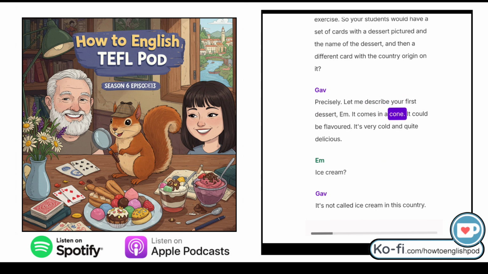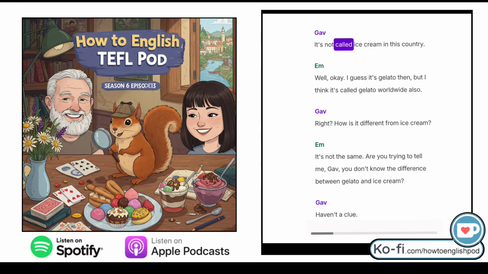Let me describe your first dessert, Em. It comes in a cone. It could be flavoured. It's very cold and quite delicious. Ice cream? It's not called ice cream in this country. Well, okay, I guess it's gelato then, but I think it's called gelato worldwide also. Right. How is it different from ice cream?